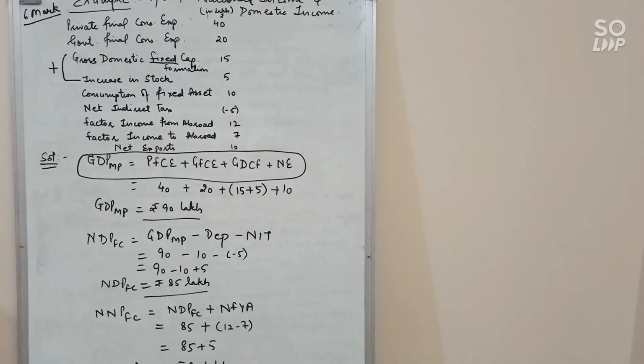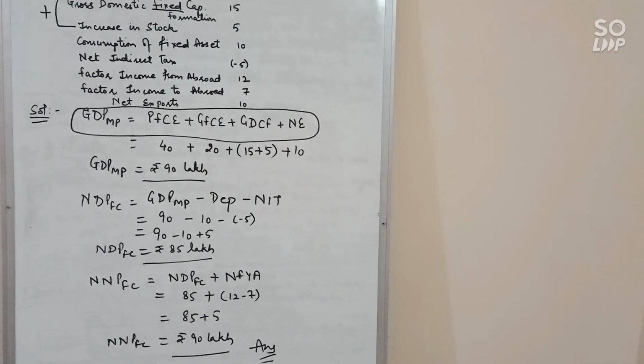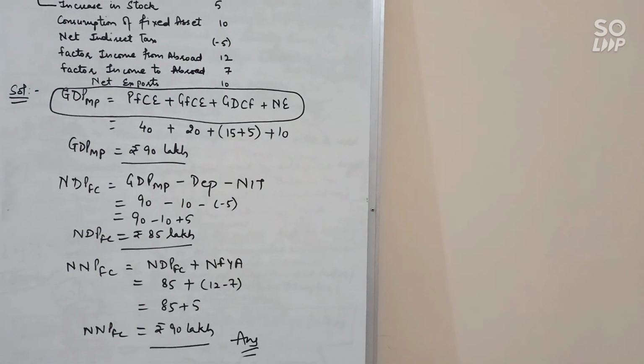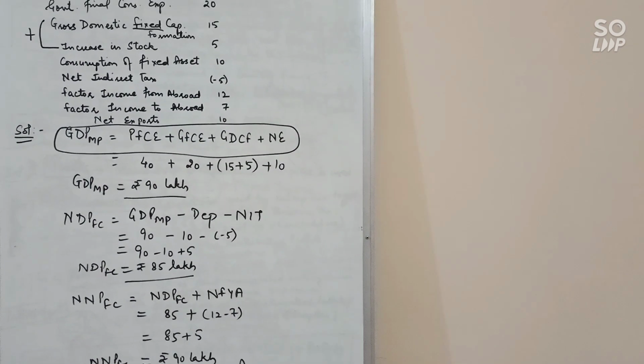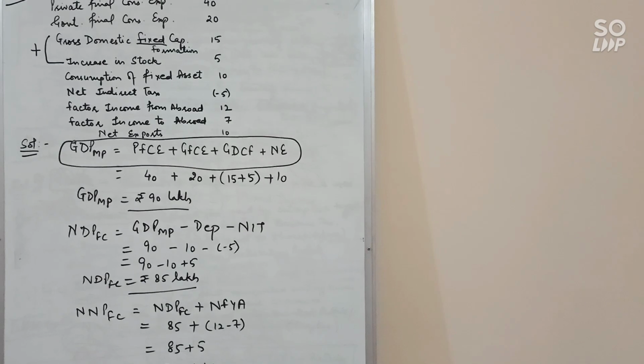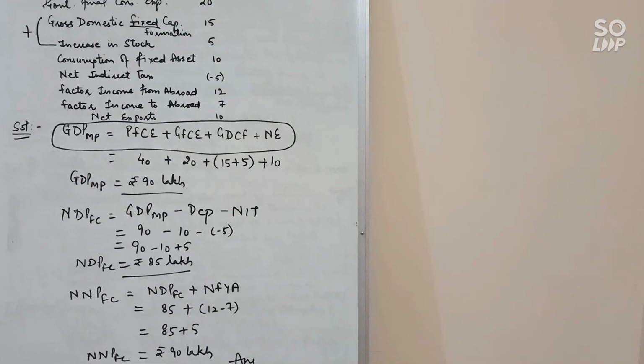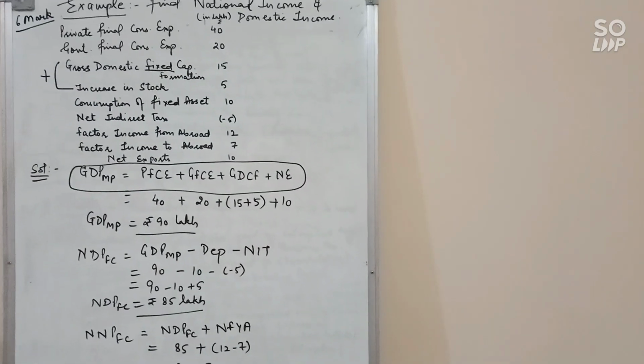And if it is not given, then what will you do? You will take the difference between export and import. So now put the values, find the answer, do the total. 40 plus 20 plus 20 plus 10, that is 90 lakh. So rupees 90 lakh will be your GDP at MP. Now we will check the question.